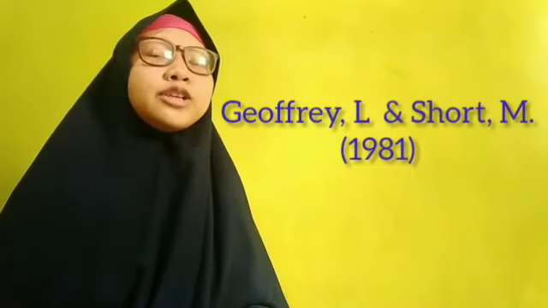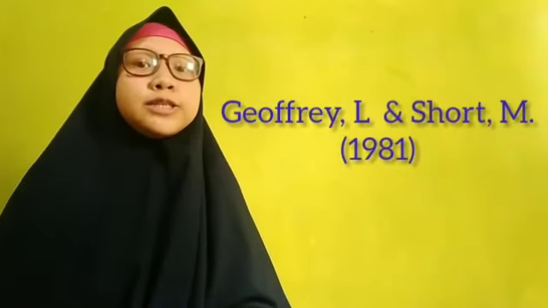According to Geoffrey Leech and Short in 1981, the style of language used in literature is special and slightly different from standard language, mainly in two aspects, namely syntax and diction. Syntax refers to the sentence structure used in literature, and diction refers to the choice of words used in literature.